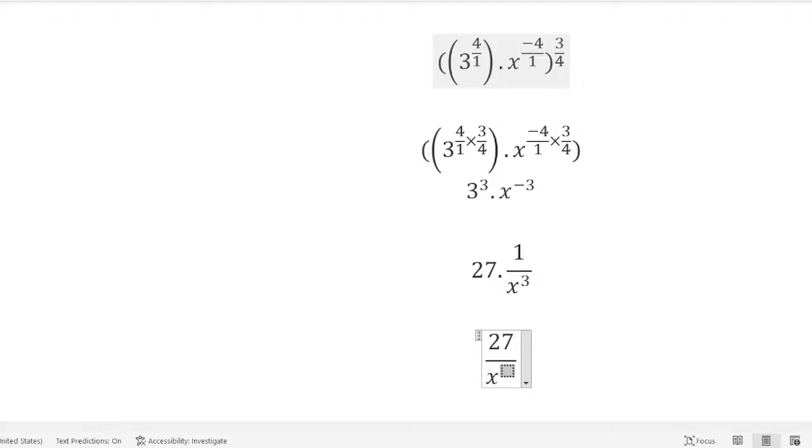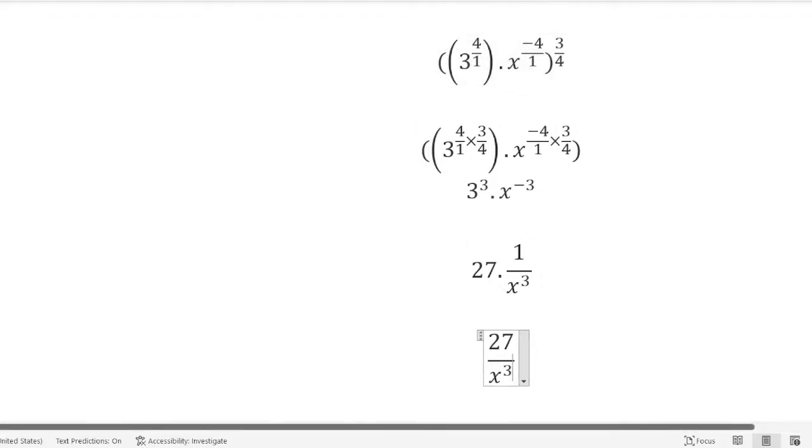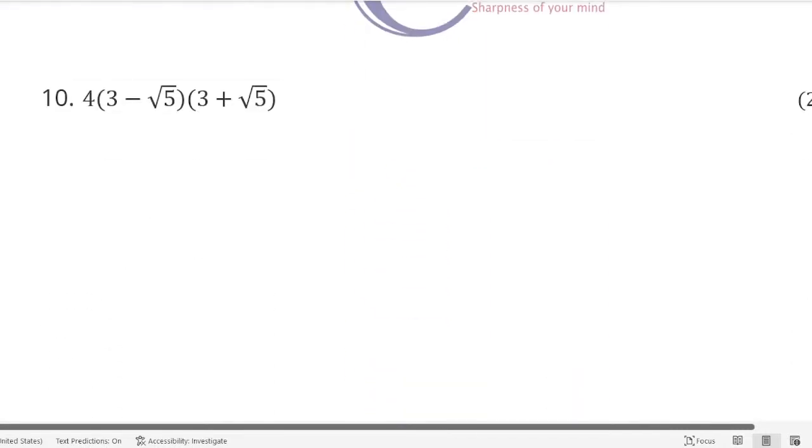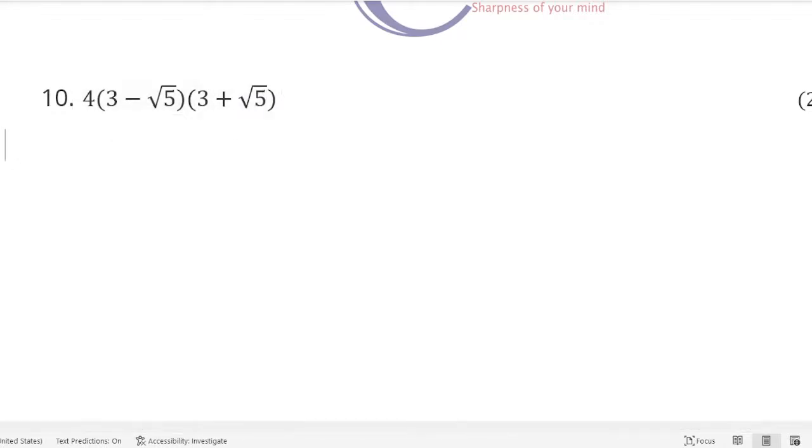All over x to the power 3. So this will be the final answer. Then last but not least, here you are simplifying this expression. It's 2 marks because it's not difficult.